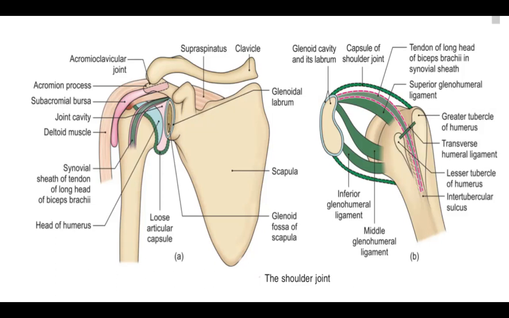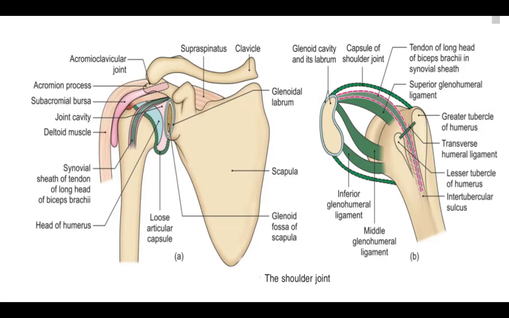The other ligament I have called the transverse humeral ligament. We will find it at the bicipital groove, and it will hold the long head of the biceps. Long head of the biceps crosses through the bicipital groove, so the transverse humeral ligament will hold it there. It is also considered as one of the ligaments of the shoulder joint.